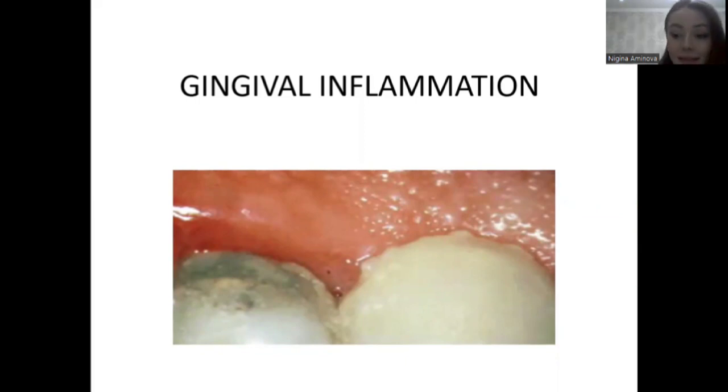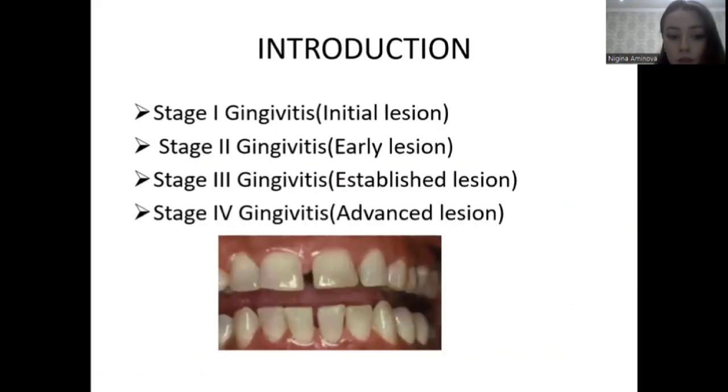This is Aminova Nigina, and today we will be talking about gingival inflammations. If we start from introductions, there are four different stages of gingivitis. The first one is initial, and the second one is early lesion. The third one is established lesion, and the last one is advanced lesion. In this presentation, we are going to talk about each stage of gingivitis, and at the end of the lecture, you can test your knowledge.